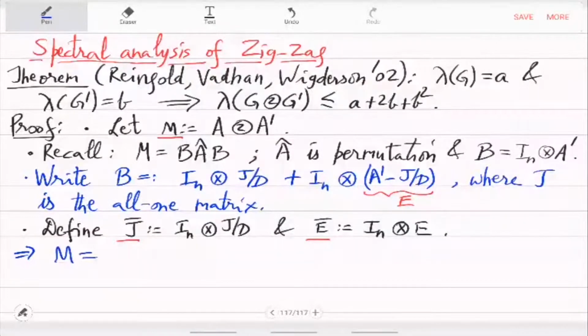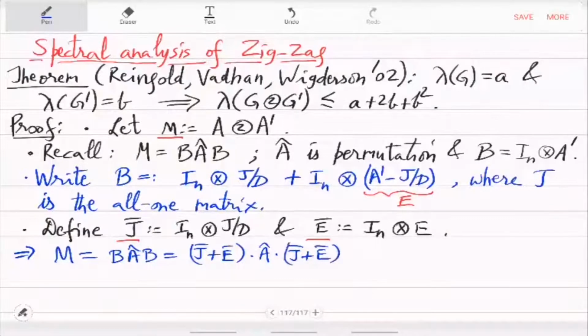So what this means is M is equal to B A hat B, where B is J bar plus E bar, times A hat times J bar plus E bar, which gives J bar A hat J bar, plus J bar A hat E bar, plus E bar A hat J bar, plus E bar A hat E bar.